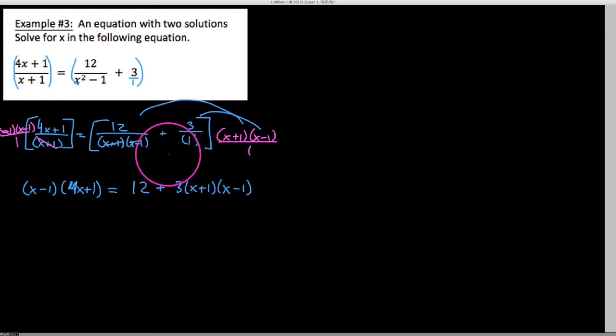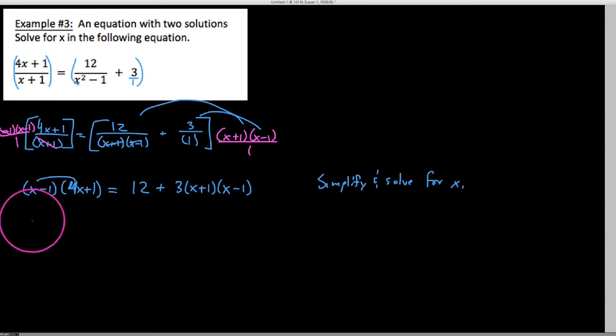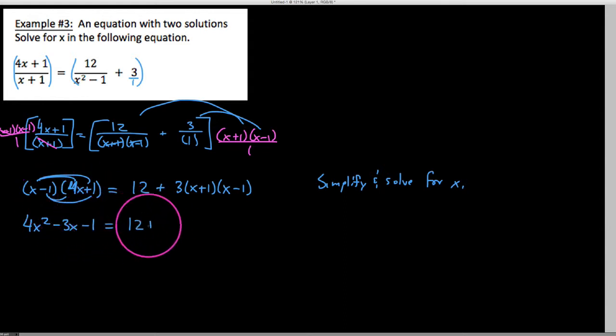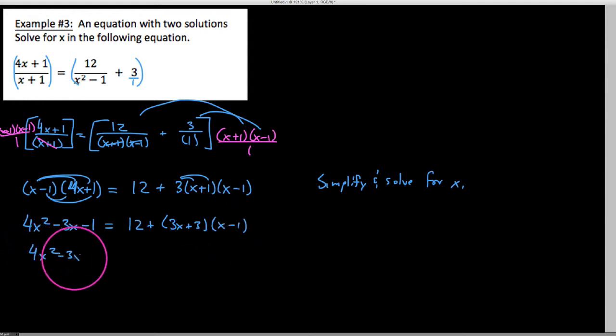Now our method's basically going to be to simplify and solve for x. So let's go ahead and FOIL the left side here. 4x times x is 4x squared. We get plus x minus 4x, which is really minus 3x, and then minus 1. On the right side, we have 12 plus, and let's distribute the 3 through here first. We get 3x plus 3, times x minus 1. So on the left side, we have 4x squared minus 3x minus 1.